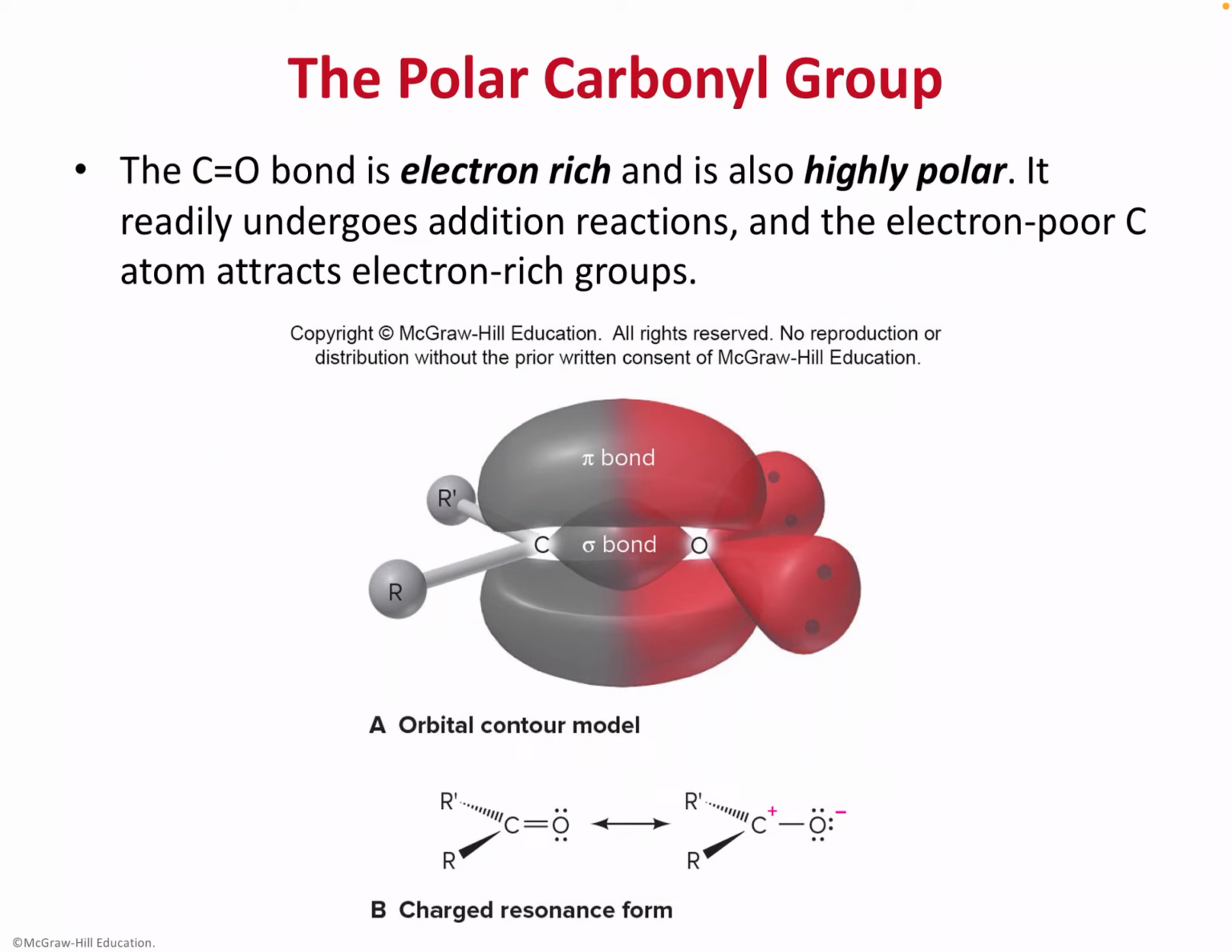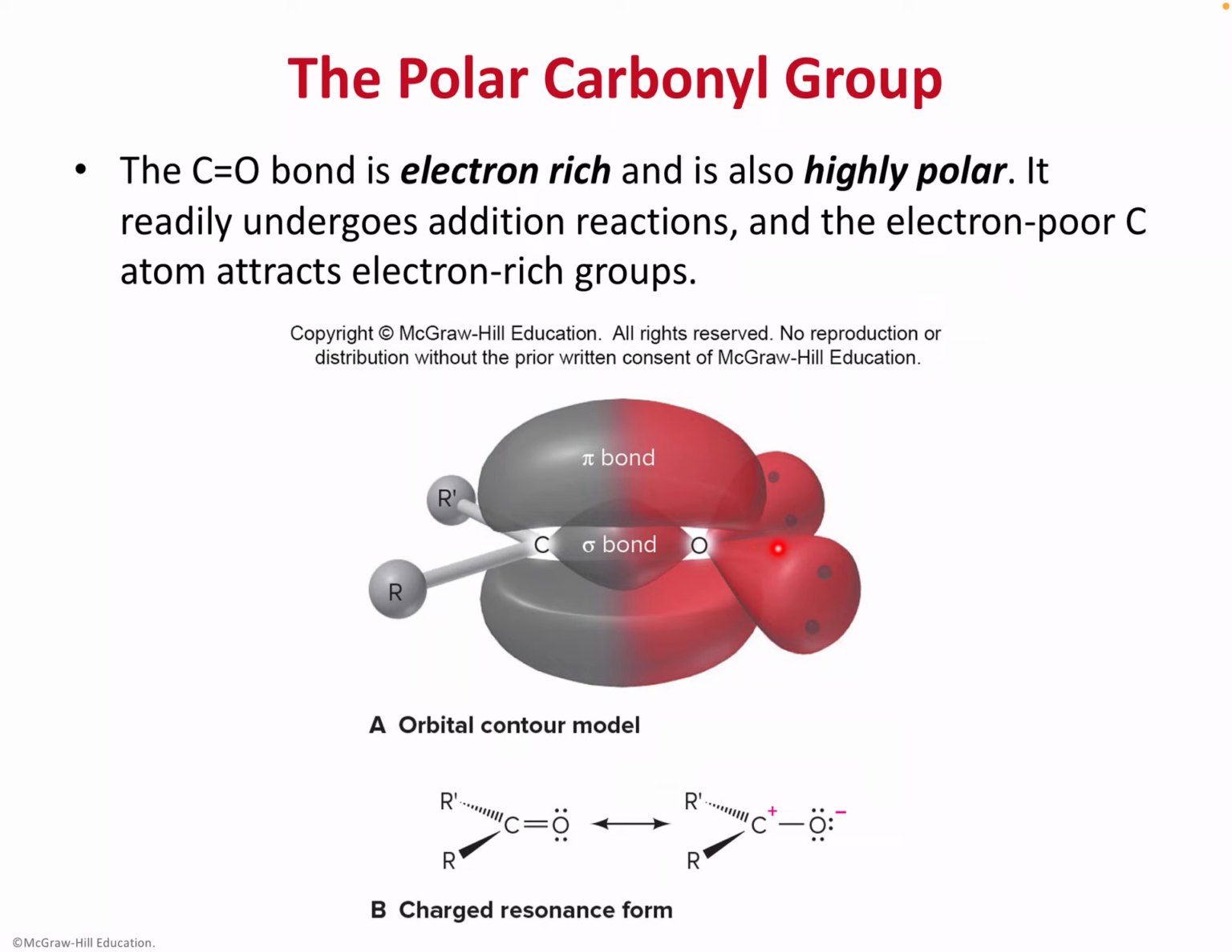And this carbonyl group is polar. So we are still learning about the carbonyl group. This carbon-oxygen carbonyl group has a sigma bond and a pi bond. And these are the two R groups. And then this is the oxygen with two lone pairs. It has a sigma bond, and this is the pi cloud.